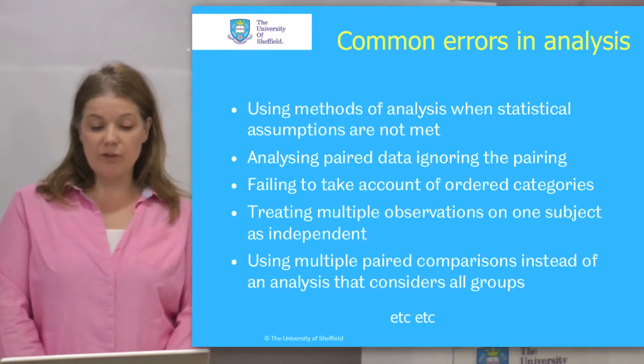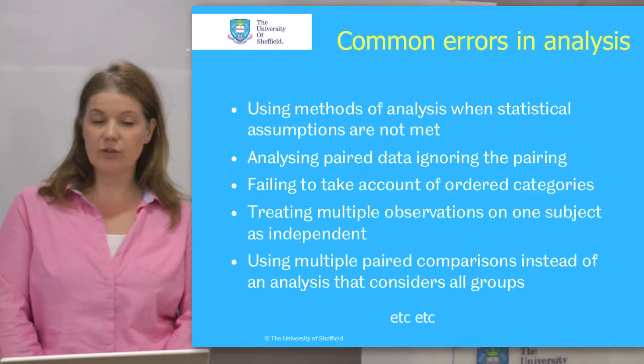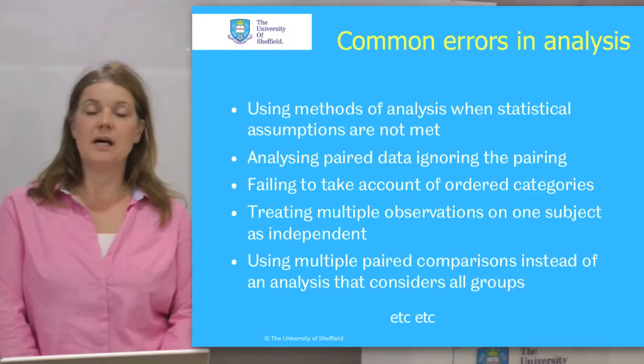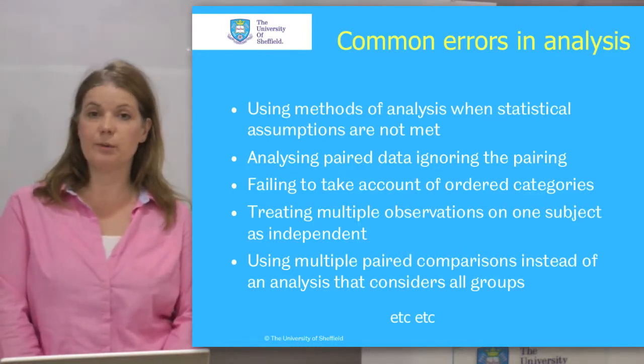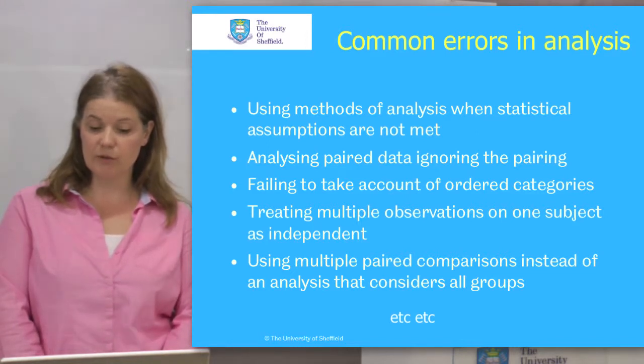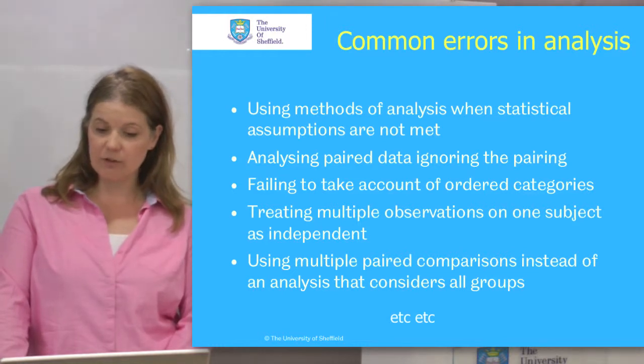Treating multiple observations on one subject as independent, that comes back to the thing about not taking into account the relationship between different observations, and I'll come back to that in a minute. And often people tend to do lots of separate tests rather than one big test. And the problem with this is the more tests that you do, the more likely you are to get a significant result. So those are some of the common errors that we see in the analysis stage.